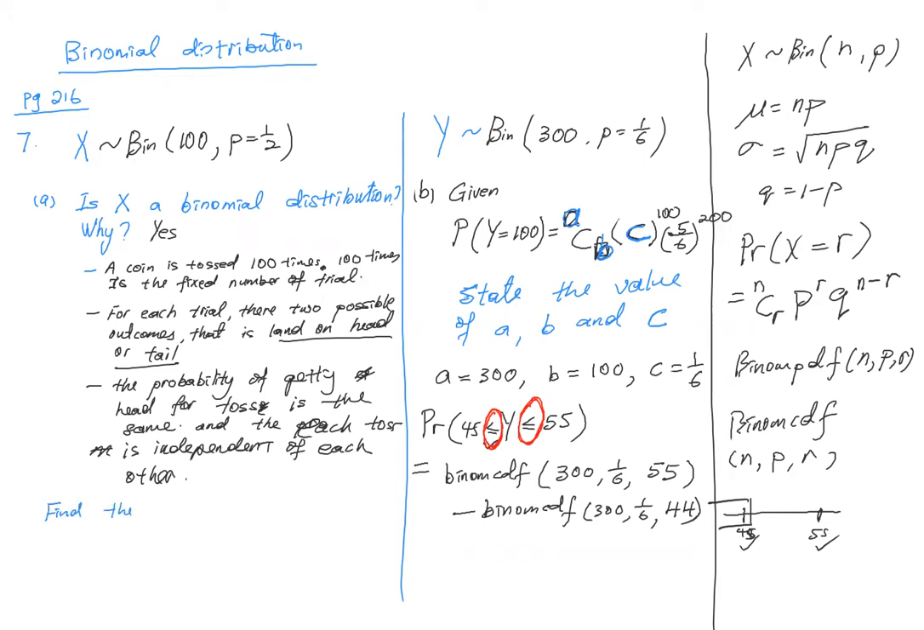For example here, I can say, find the probability of at most 24 hits occur.